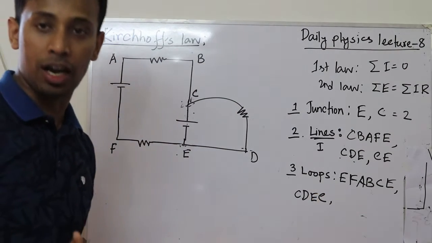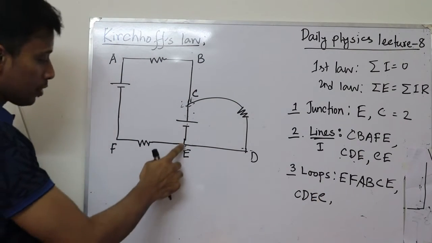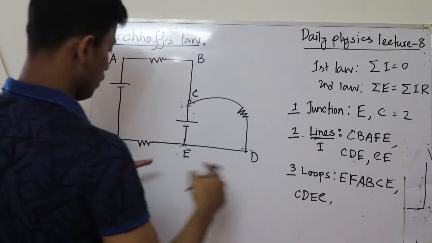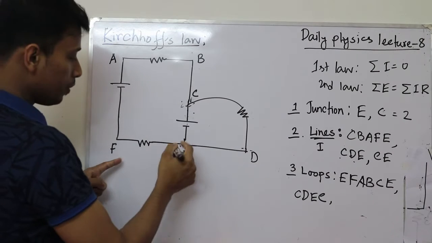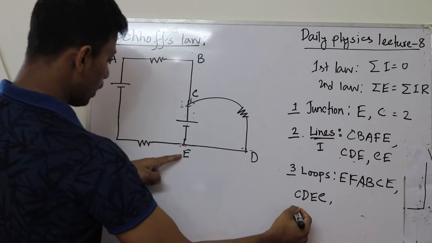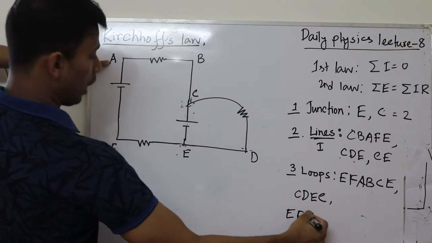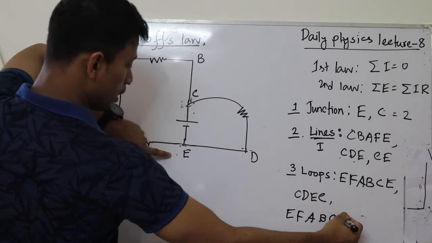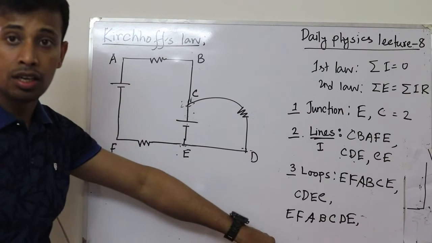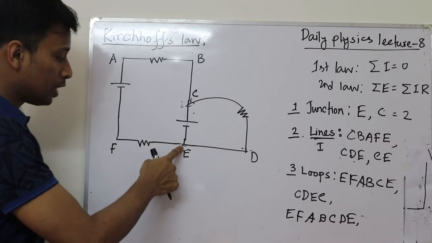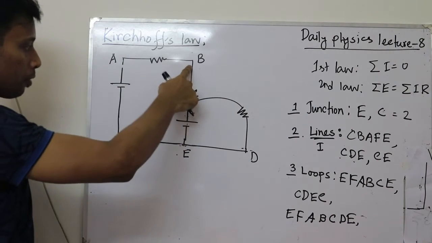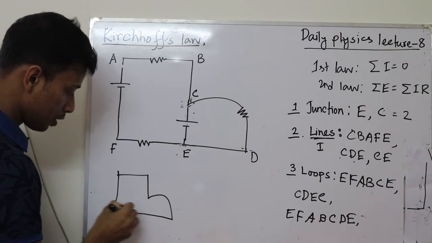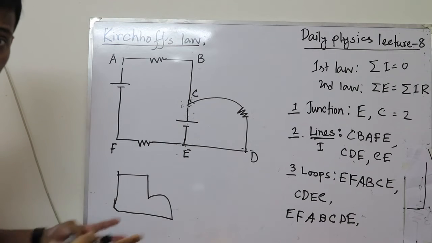Okay, and what about the third loop? The third loop is the whole one. And what is this whole one? If I start from this E, then E, F, A, B, C, D, E. So this is the third loop. It starts from E and goes E, F, A, B, C, D, E. That means this one, the whole one, is the actual loop.